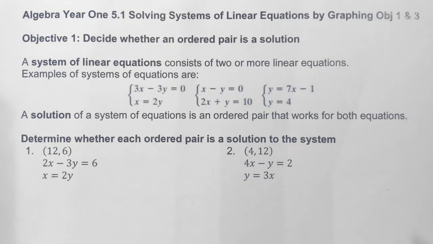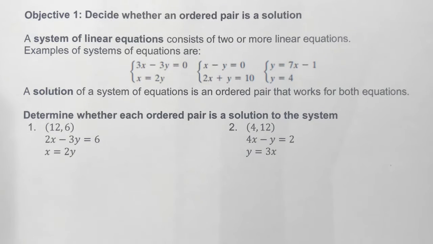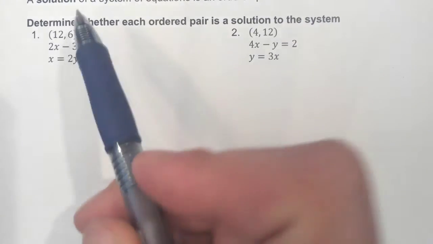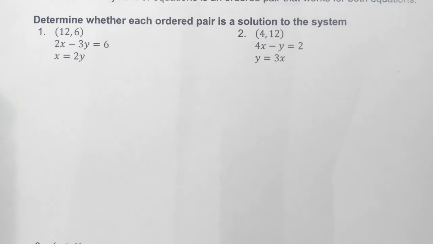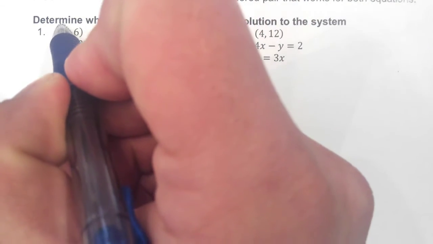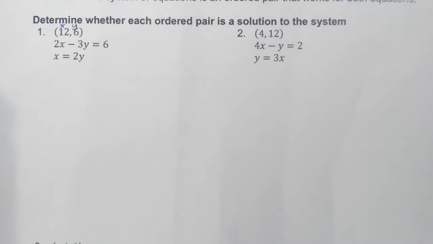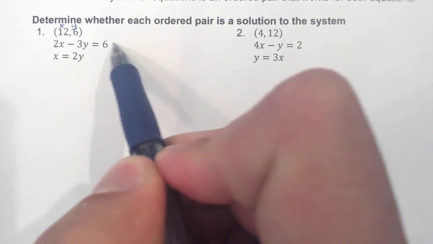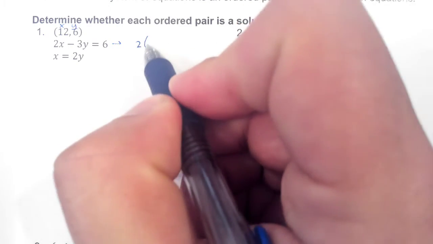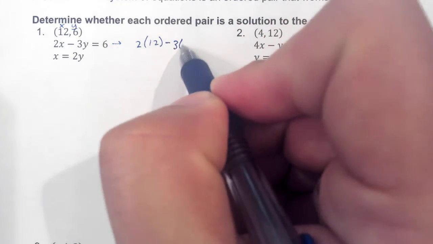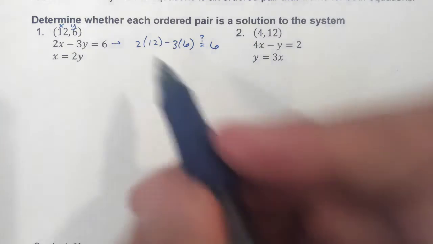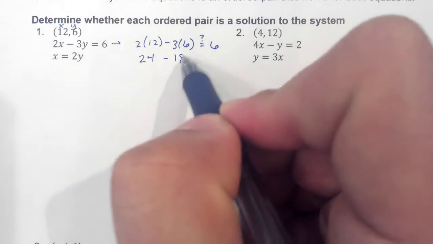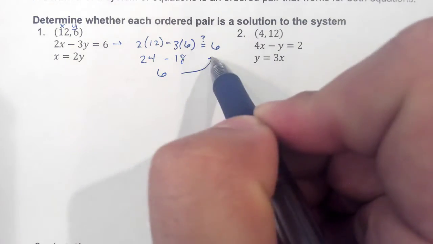So the first thing we're going to be looking at is whether an ordered pair is a solution to both of these. We're going to plug in 12 and 6, and it's got to work for both for it to be a solution to the system. Remember, the first number is the x, the second number is the y. So that would be 2 times 12 minus 3 times 6. We want to know, does that equal 6? That's 24 minus 18, which is 6. That one works.